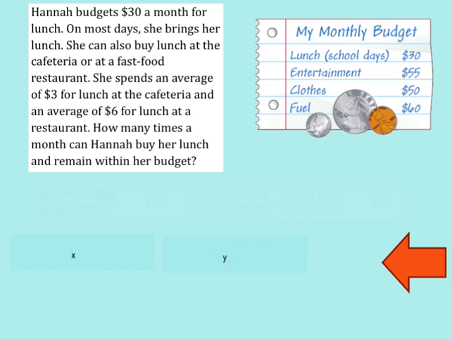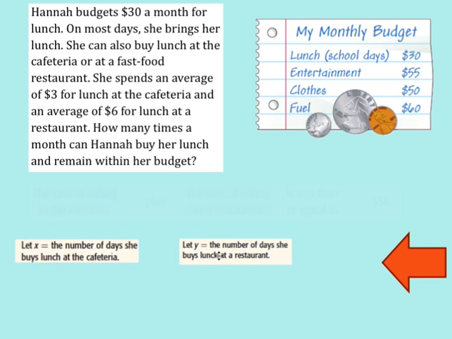So for number 1, it says Hannah budgets $30 a month for lunch. On most days, she brings her lunch. She can afford to buy lunch at the cafeteria or the fast food restaurant. So she has $30 that she can spend. So X is going to be the number of days that she eats lunch at the cafeteria, and Y is going to be the number of days that she buys lunch at the restaurant.